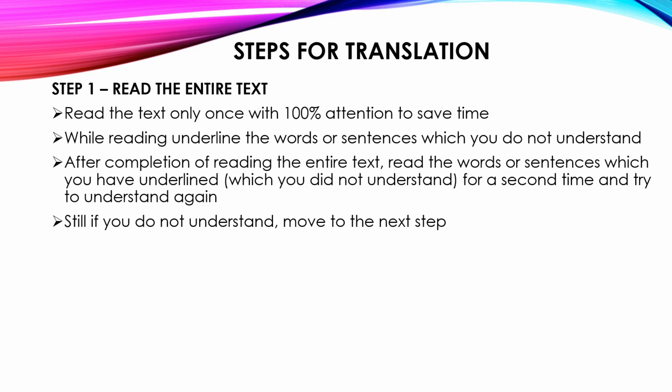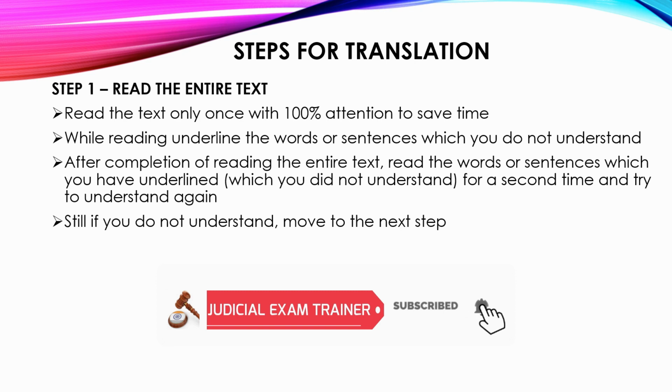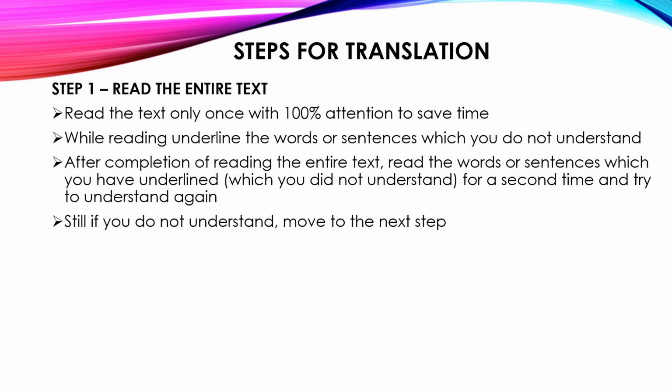And next thing is, while reading for the first time itself, you need to underline the words or sentences which you do not understand. And after completion of reading the entire text, then you need to come back and read the words or sentences which you have underlined, that is the sentences or the words which you did not understand, for a second time, and try to understand again. Still, if you don't understand, you can move to the next step.